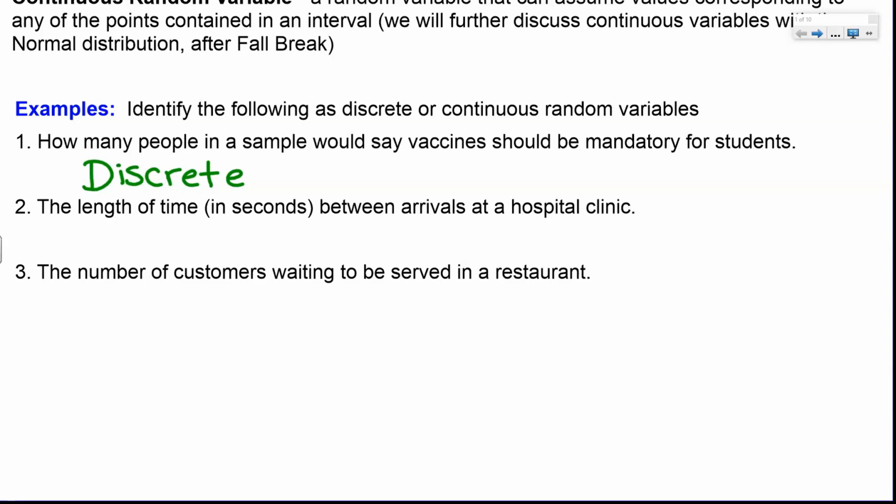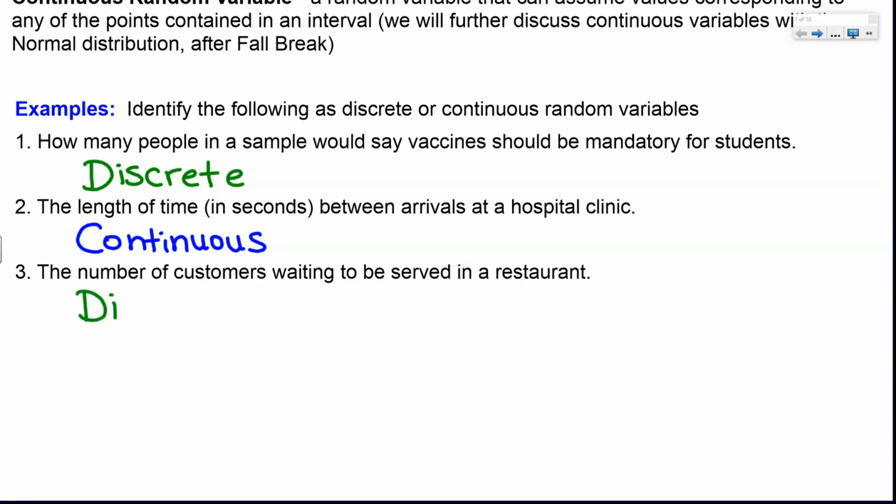The length of time in seconds between arrivals at a hospital clinic. So what would that be? This would be continuous because it would be something you're measuring. You're not really going to be able to list all the possible outcomes of something like that. I mean, you could say that it's going to be greater than 0, right? But you don't necessarily know all the possible values that you could get with the length of time between hospital arrivals.